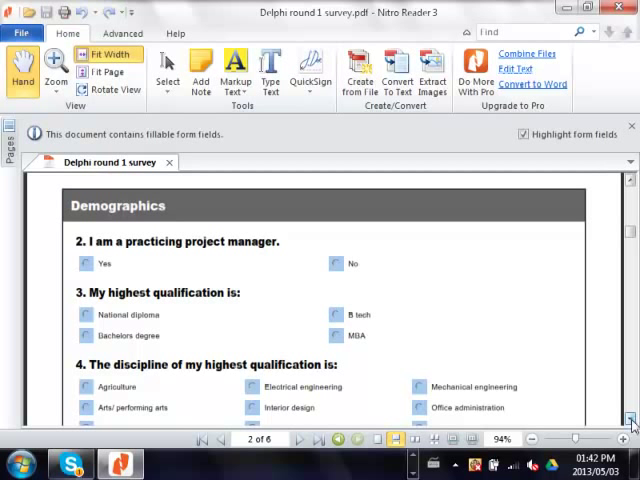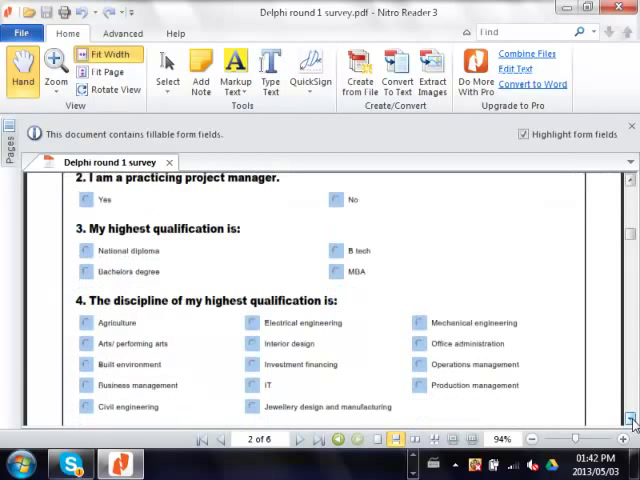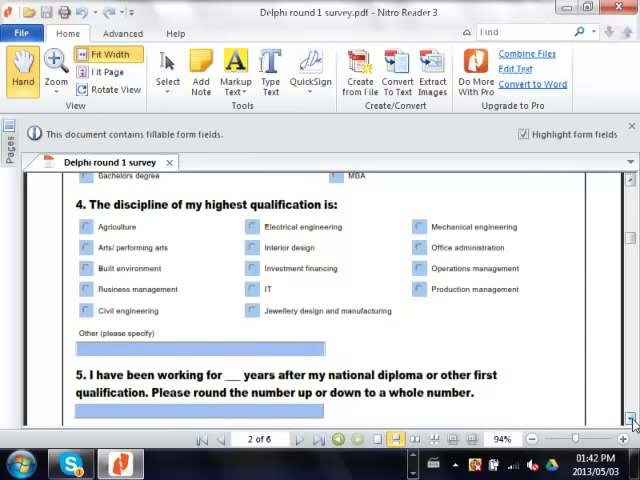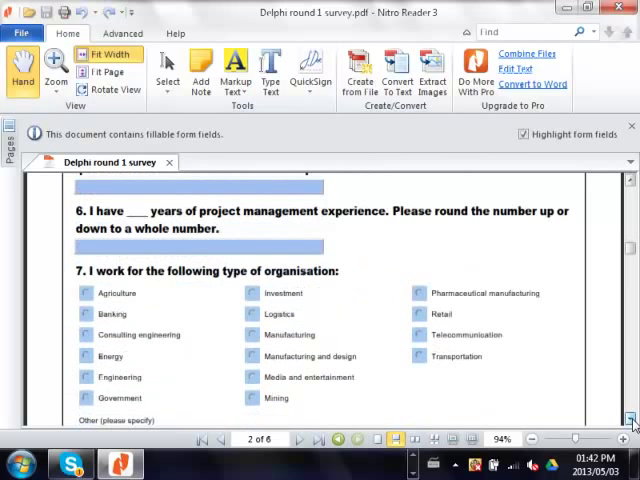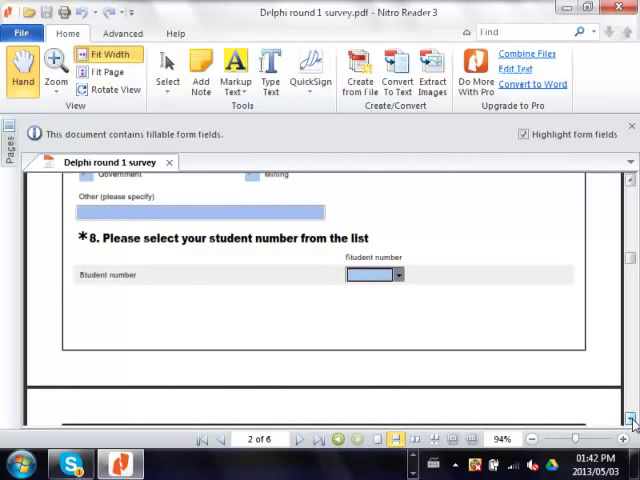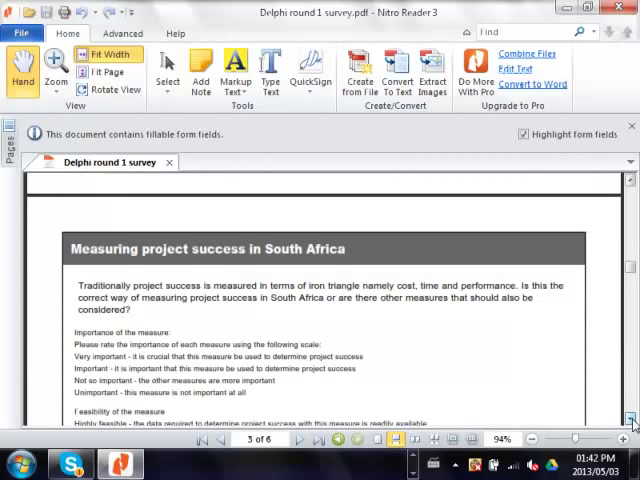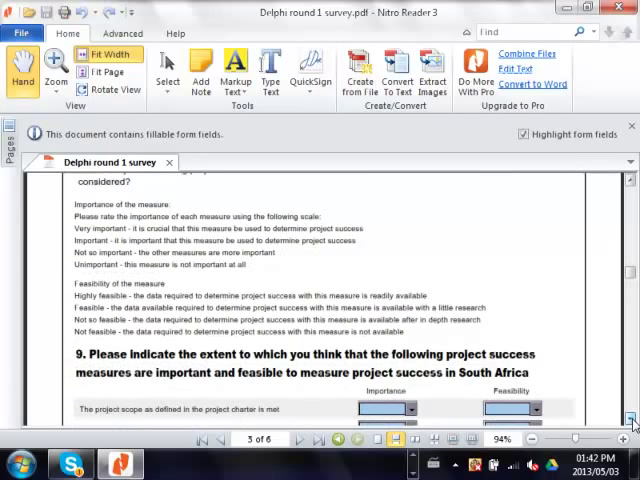Right, so you can see this was the demographic information I asked them. Am I a practicing project manager, my highest qualification, the discipline of my highest qualification, the number of years work experience, the number of years project management experience, and the type of organization. And then they had to put in their student number. This you would not do in a normal study, but I had to do it here because I had to make sure that they all participate, because that was the purpose of it.